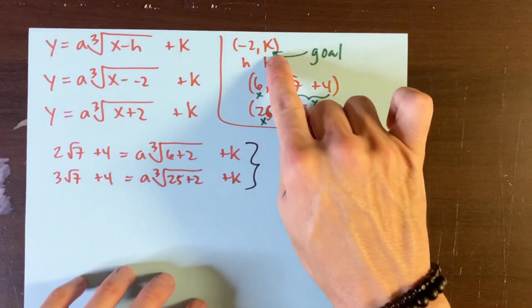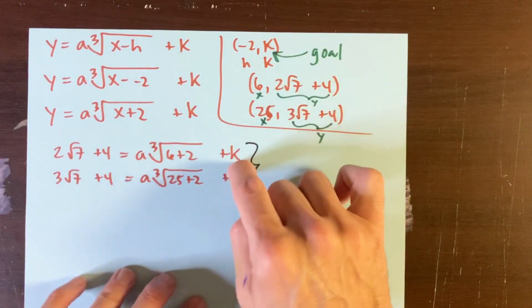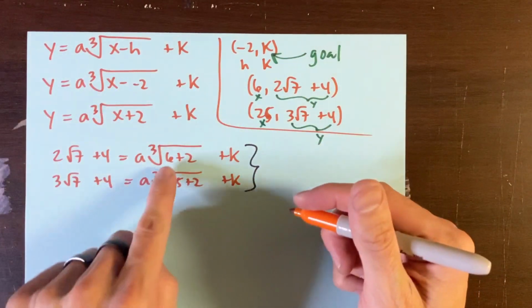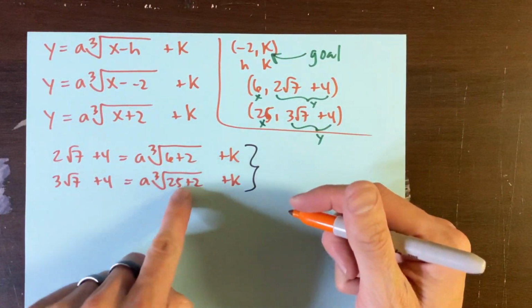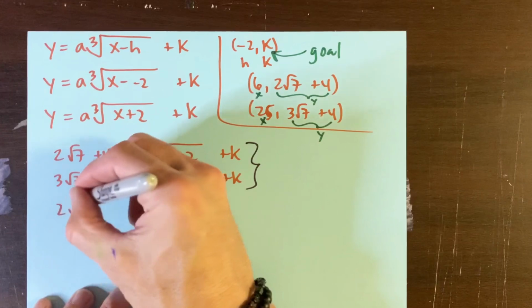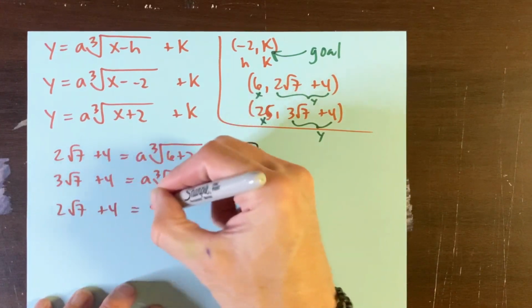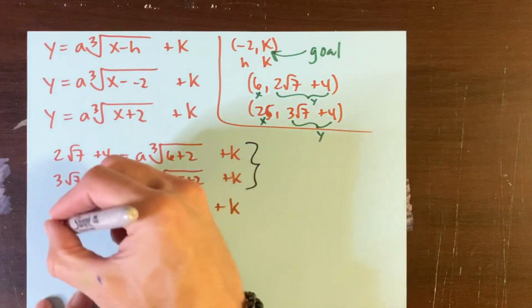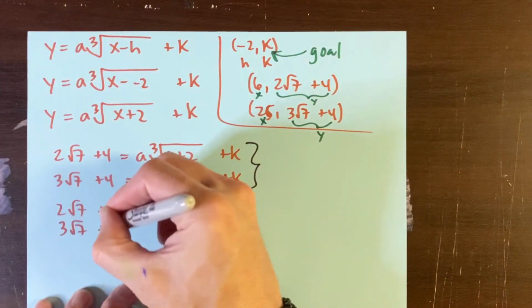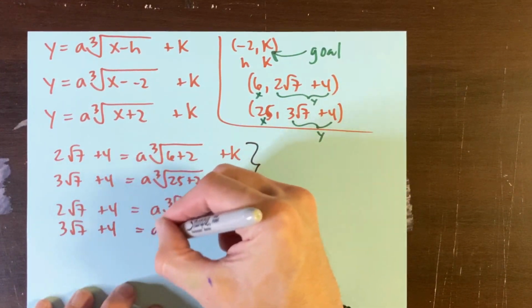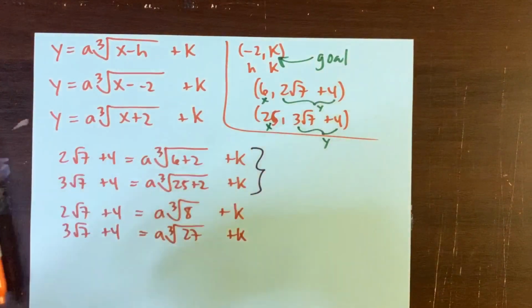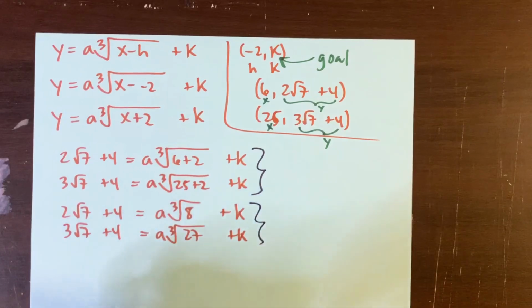And my goal is K. I need to know what K is. So look for opportunities to make this simpler. For instance, you see 6 plus 2, you see 25 plus 2. You guys know what that is. That's just 8 plus K. And this stays the same here, like that. A cubic root of 27 plus K. Keep these braced together.